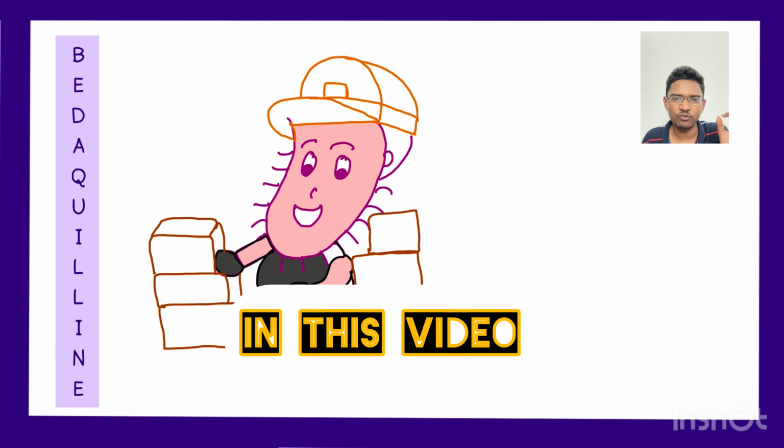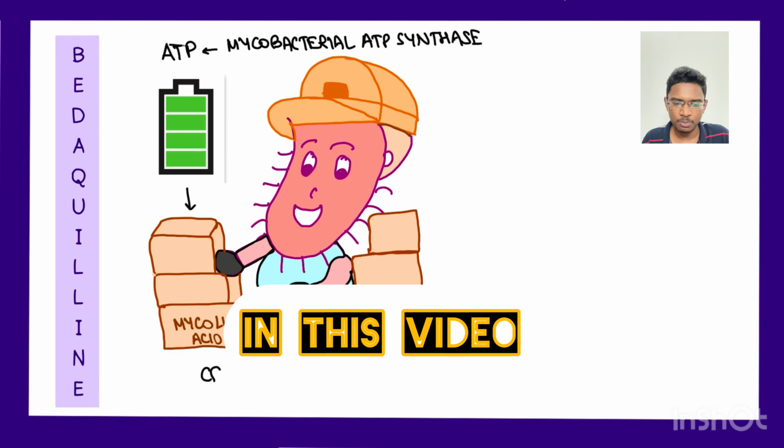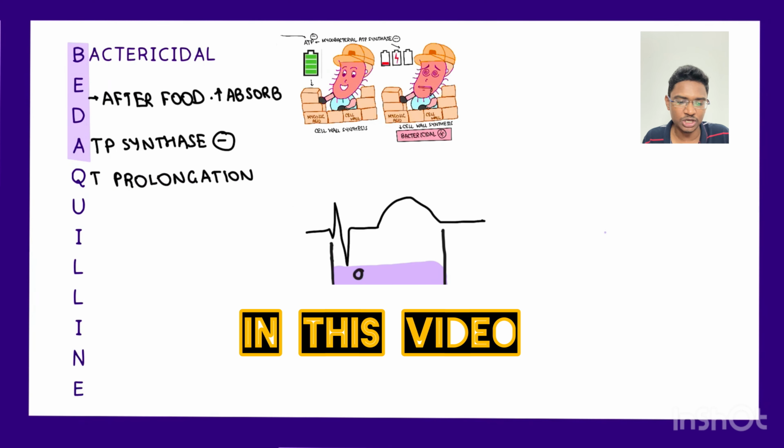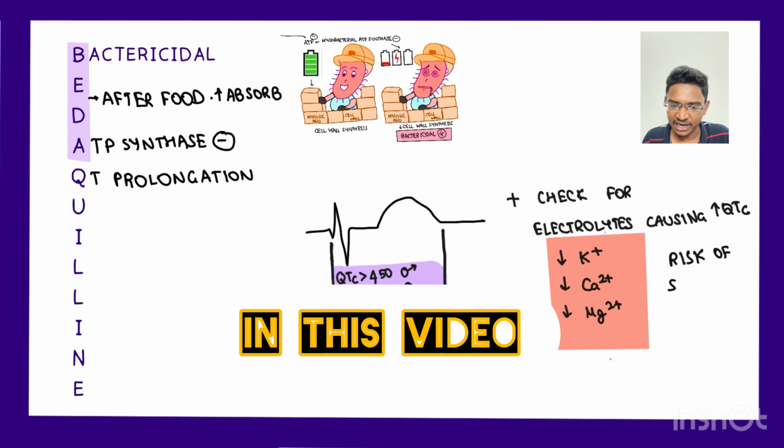Just have a 1 minute quick recap. First, we saw about this bedaquiline. What is the mechanism of action? By inhibiting ATP synthesis. QT prolongation, you should be remembering. Then liver hepatitis, you should be remembering.